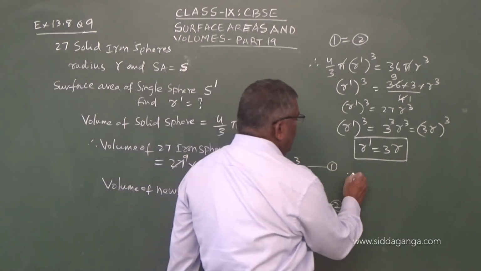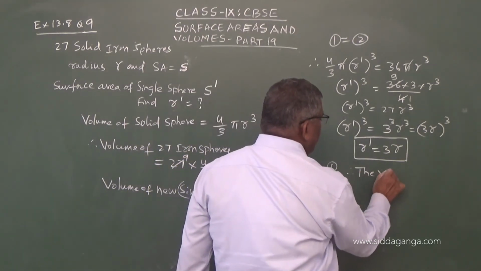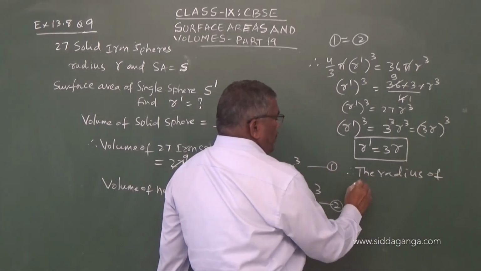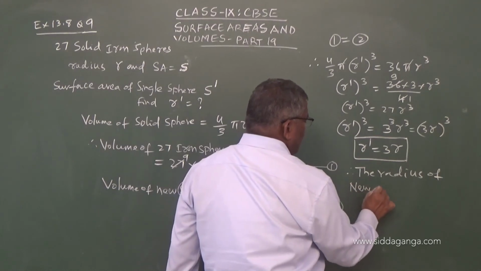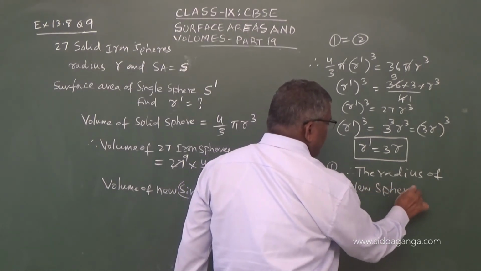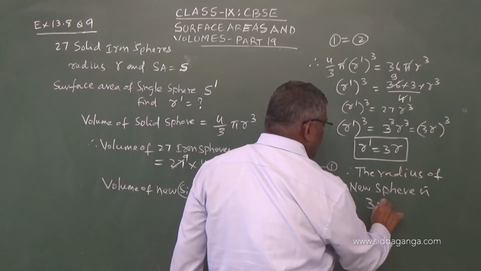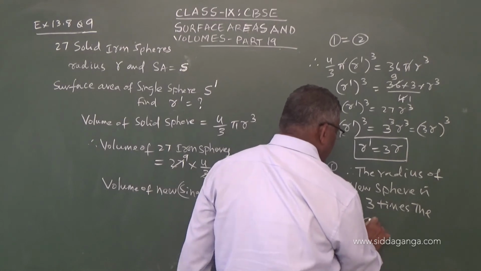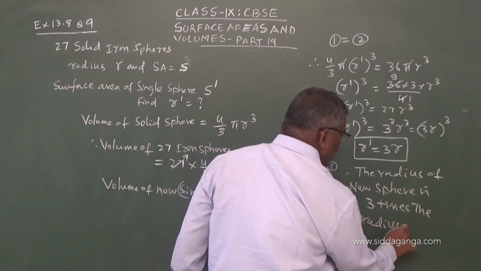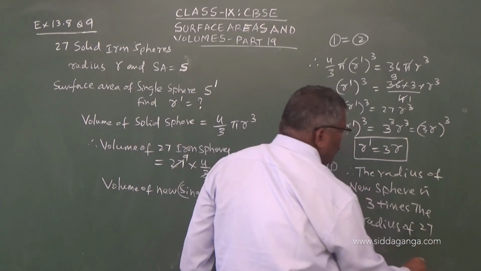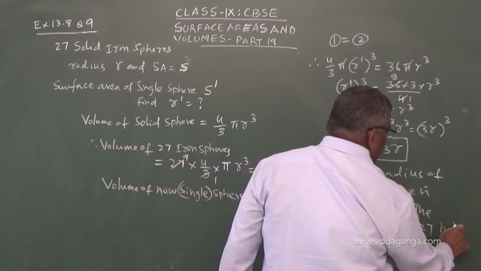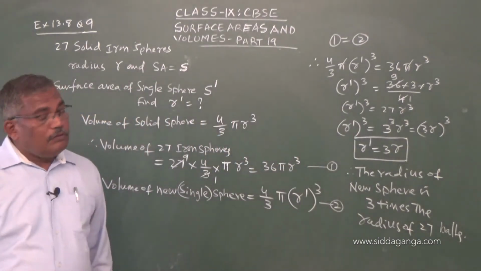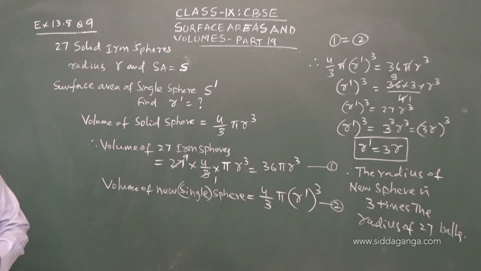So therefore, radius of new sphere is 3 times the radius of 27 sphere balls. So this completes the 9th one.